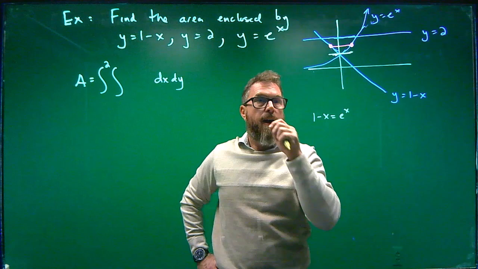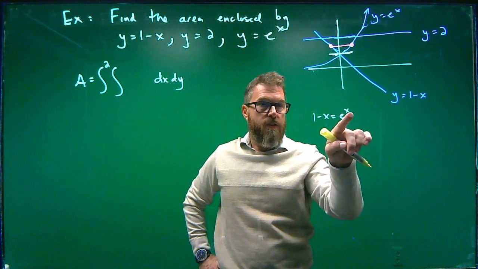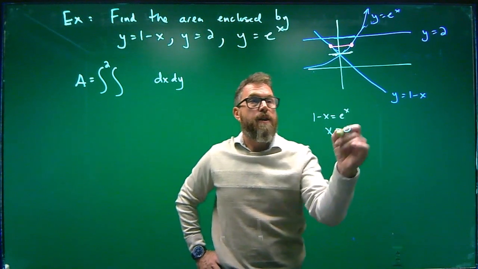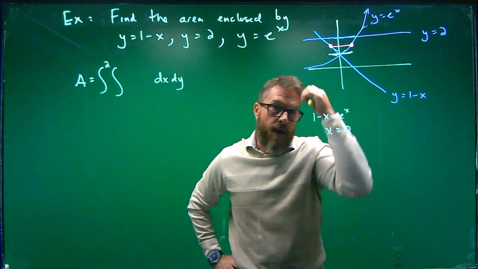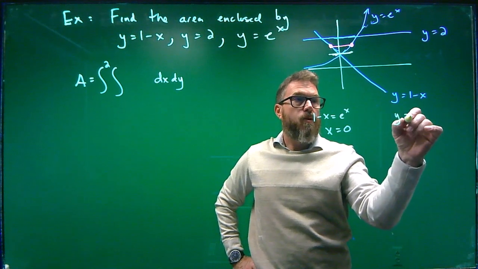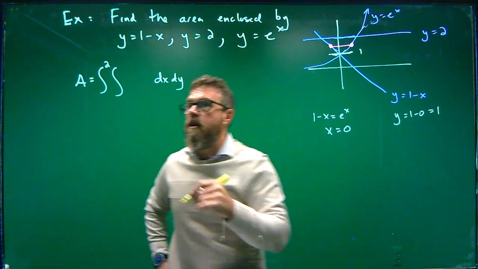Now if I want to find the y value, which is what I'm more worried about, I'm going to have to plug 0 back into any one of these. So y would be equal to 1 minus 0, so y would be equal to 1 in this case. So I can tell that that is 1. So this goes from 1 to 2.